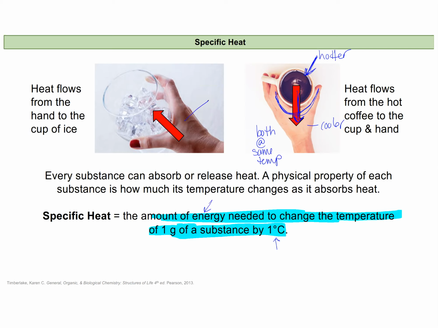And my hand would be hotter than ice, which would be cooler. And so heat would flow from my hand to the ice until they were both at the same temperature. And so if everything can release heat or absorb heat, we track how much of that heat is required to change the actual temperature of the substance with specific heat, which is basically saying a compound will be able to absorb a certain amount of heat before it actually changes temperature. And that'll be unique to each compound.